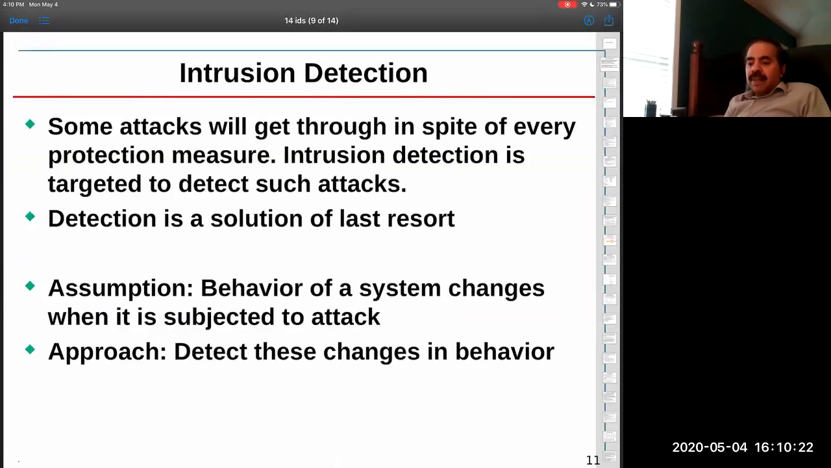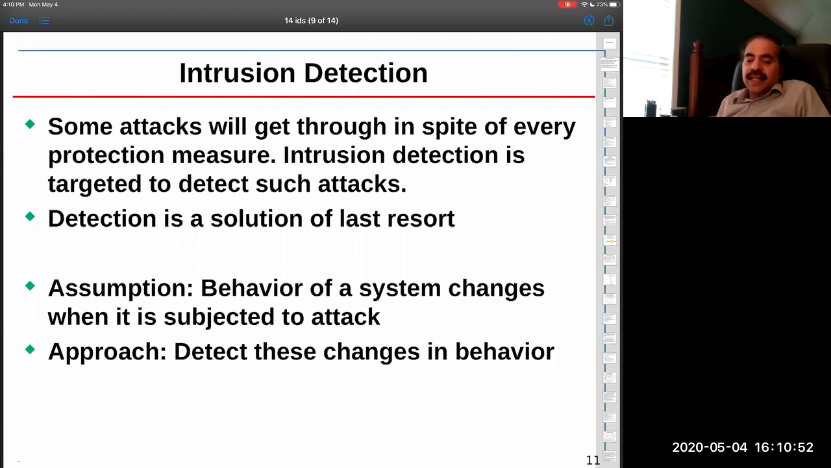So that brings us to the discussion of intrusion detection. The idea here is that no matter how careful you are, how well you configure the system, and how careful you are in terms of patching your system and fixing the vulnerabilities and so on, in spite of your best efforts, some attacks might still get through, and you need to have a mechanism for dealing with those attacks.